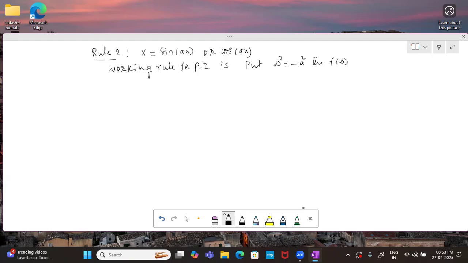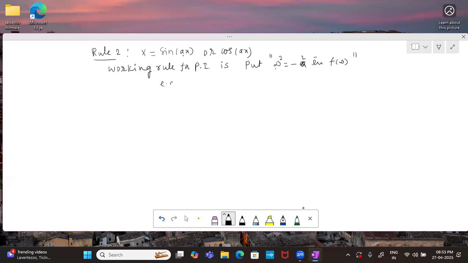So that is the only working procedure to find the PI. In case of the exponential function e raised to x, d will be replaced by a. But in this case, the rule is for d square, not for d. D square is to be replaced by minus of a square. That means first you decide a, then square it and change the sign. So d square is equal to minus a square.